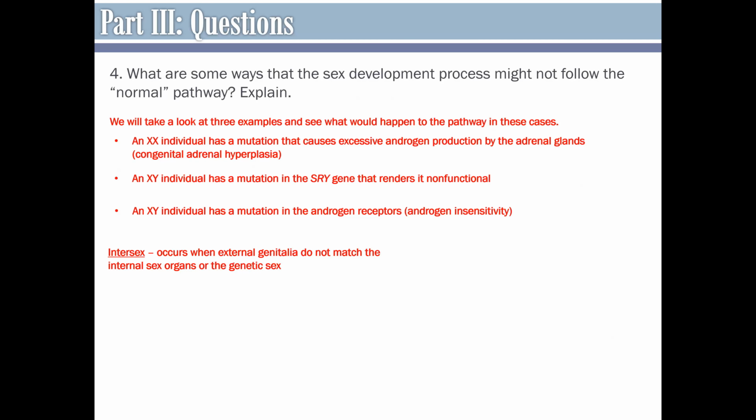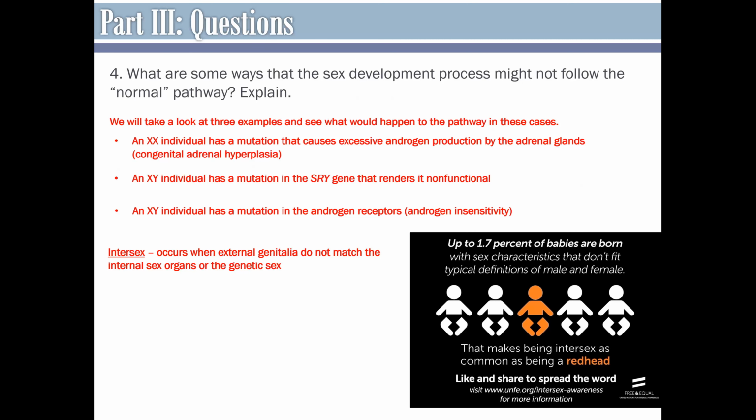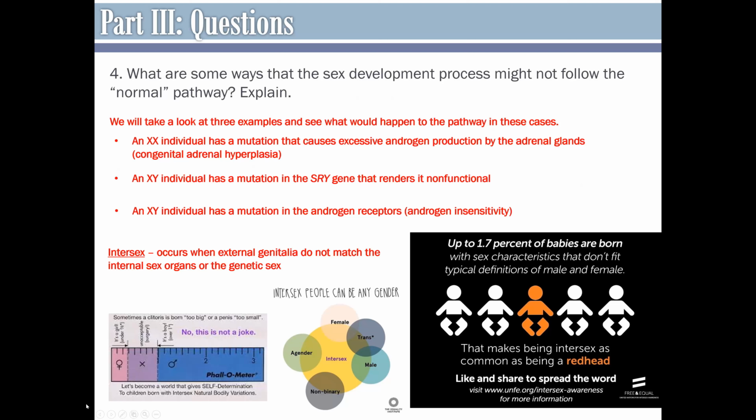Keep in mind that intersex is the term we use to describe what occurs when the external genitalia do not match the internal sex organs or the genetic sex. Up to 1.7% of babies are born with sex characteristics that don't fit typical definitions of male and female. That makes being intersex as common as being a redhead. And intersex people can be any gender. I like the statement down here: let's become a world that gives self-determination to children born with intersex natural bodily variations.